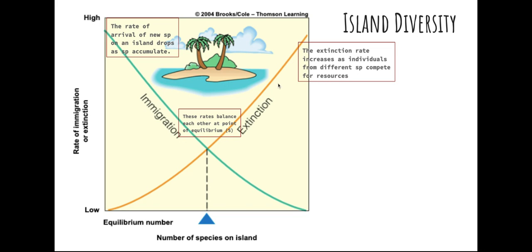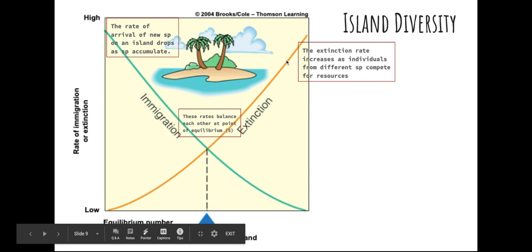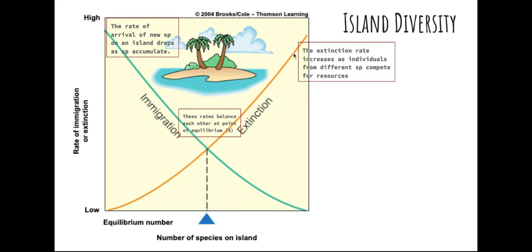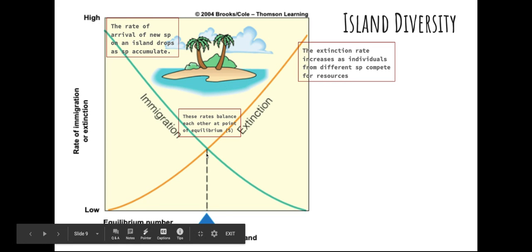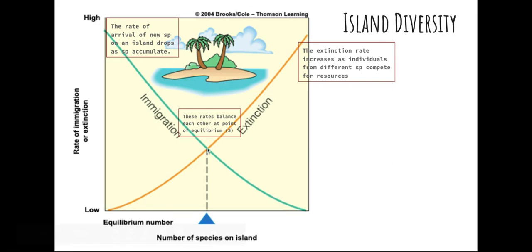Okay. Now the extinction rate is going to increase as individuals from different species compete for the resources. So if we have more species arriving, right? If we have more number of species, probably one of those species will drive the other one to extinction because of competition for resources. And also, we need to mention that the equilibrium point, which determines the number of species, is when the immigration rate equals the extinction rate.